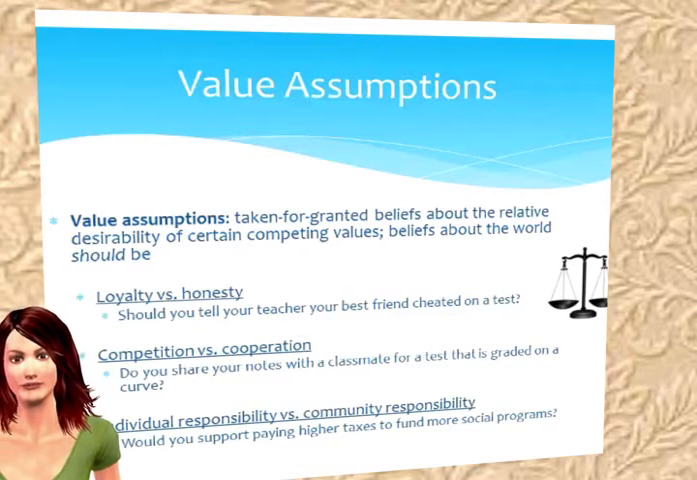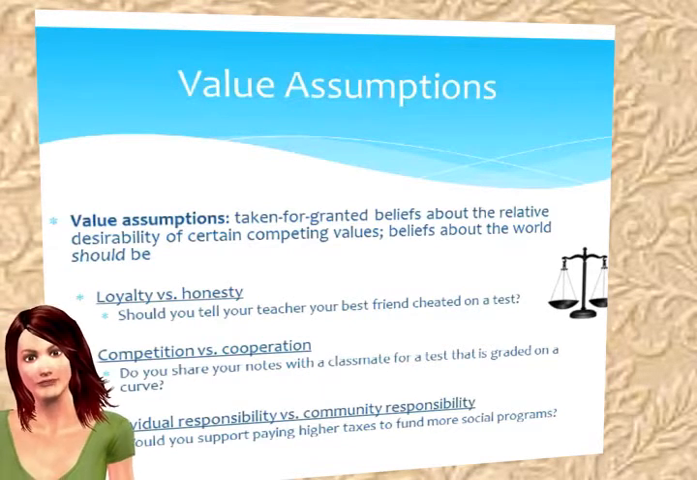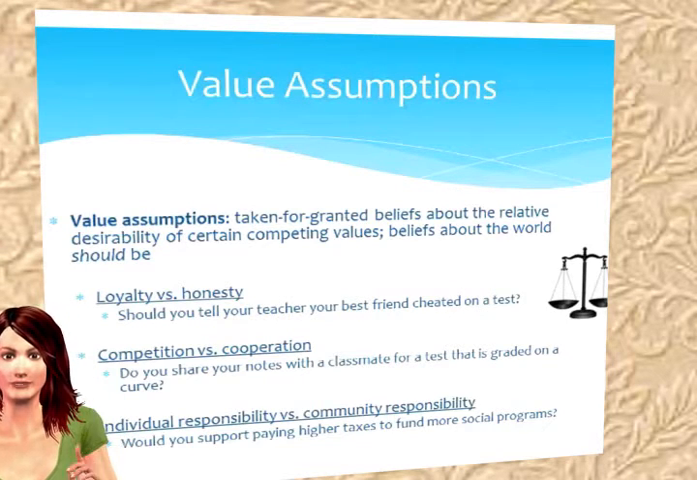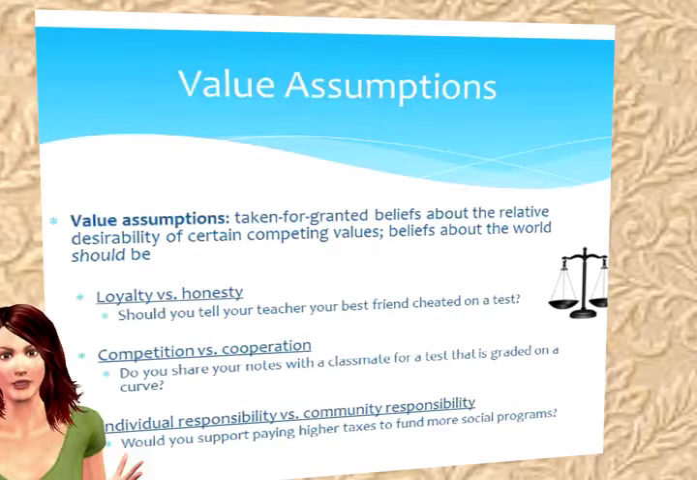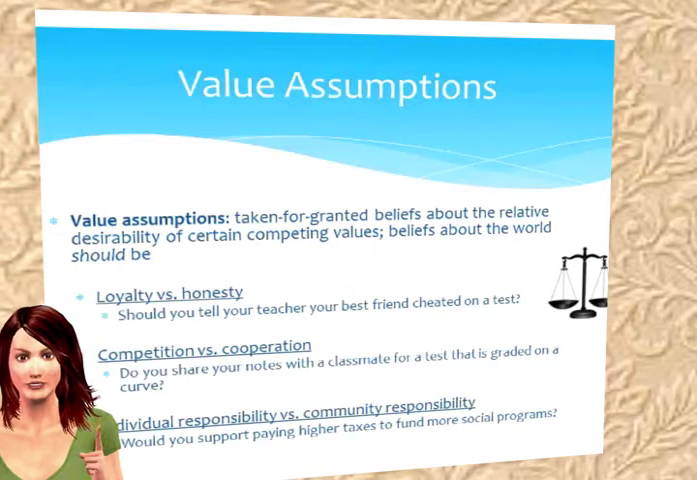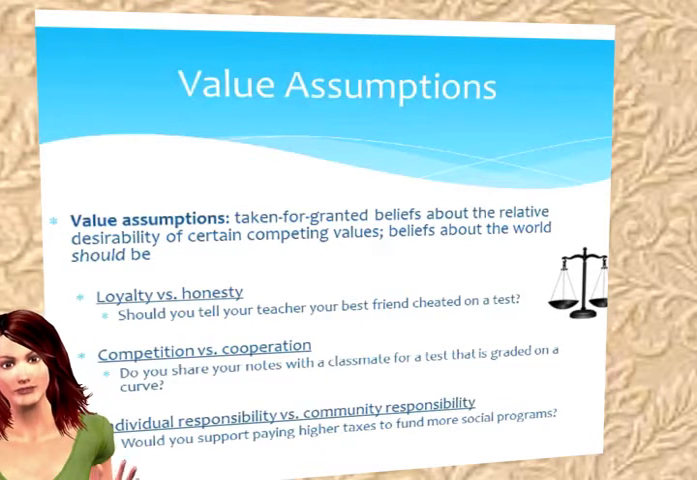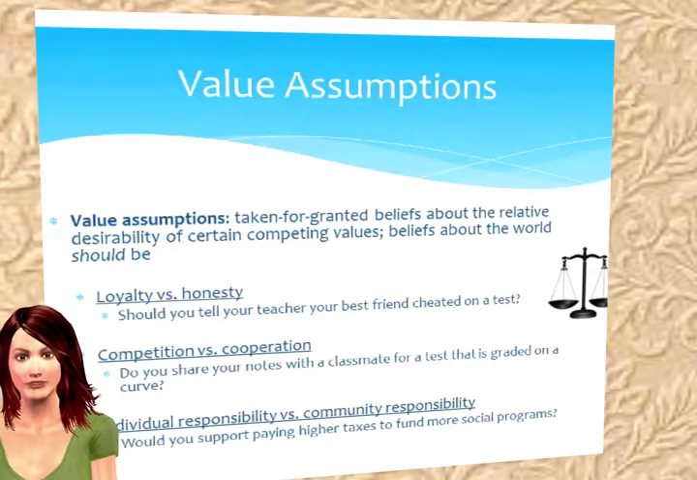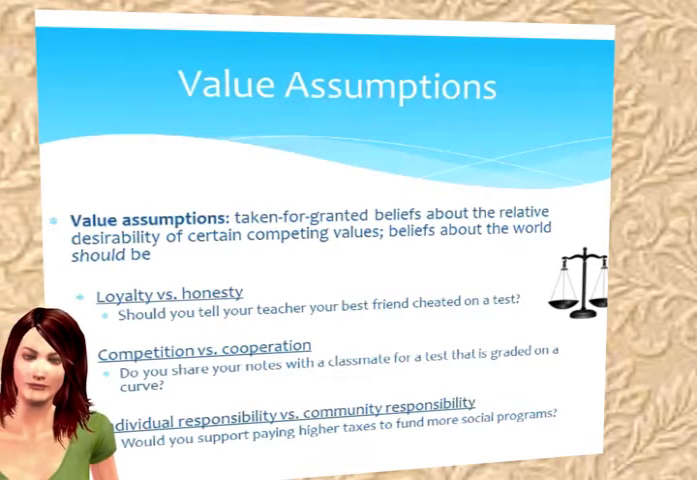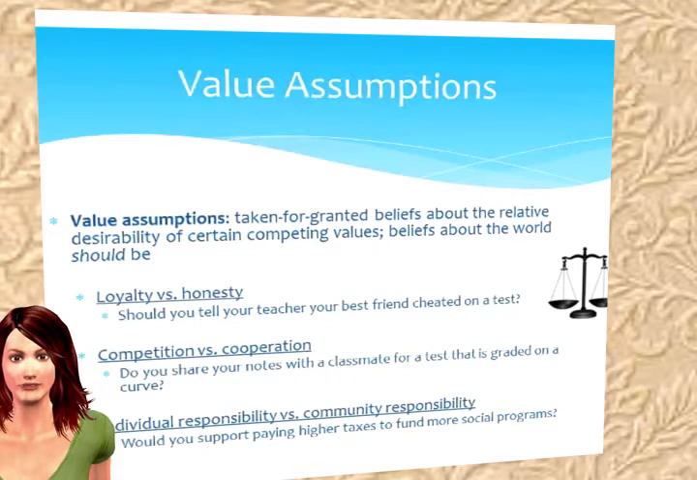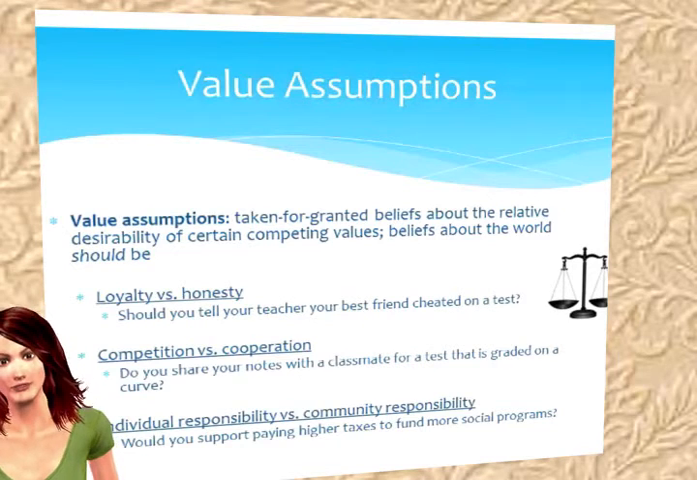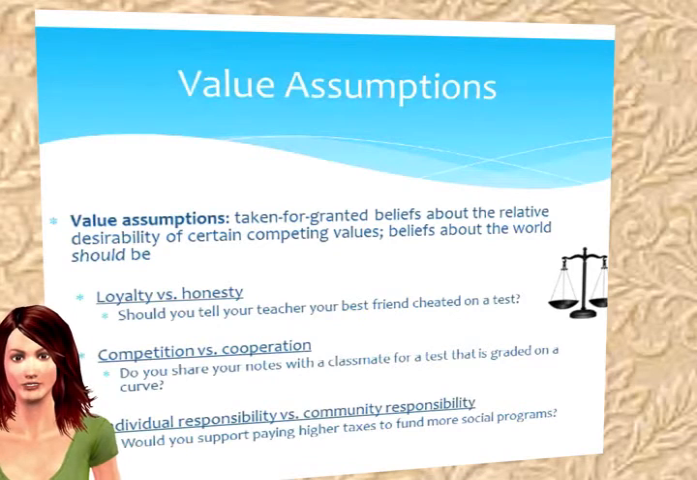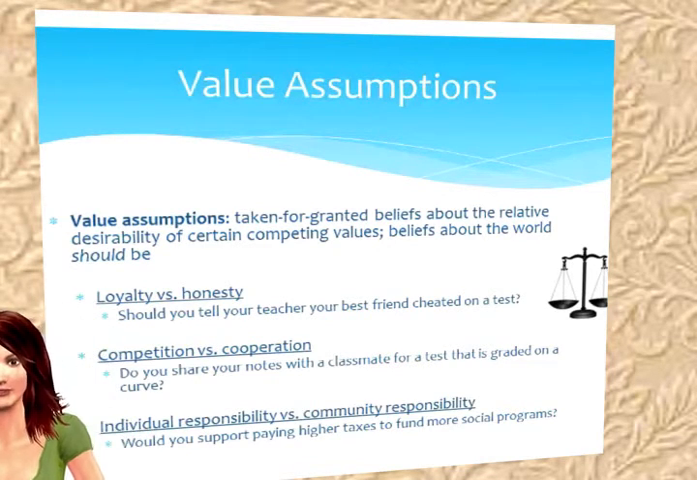So an example here is, would you support paying higher taxes to fund more social programs? Supporting paying higher taxes, as an individual responsibility, that's more responsibility put on the individual's shoulders, but social programs and the funding of social programs is a community responsibility. Which one do you value more? And so a lot of issues in sociology that we study as social scientists really come down to this tension between individual responsibility and community responsibility, especially for addressing various social problems like poverty, which is the subject of our second reading in this module.